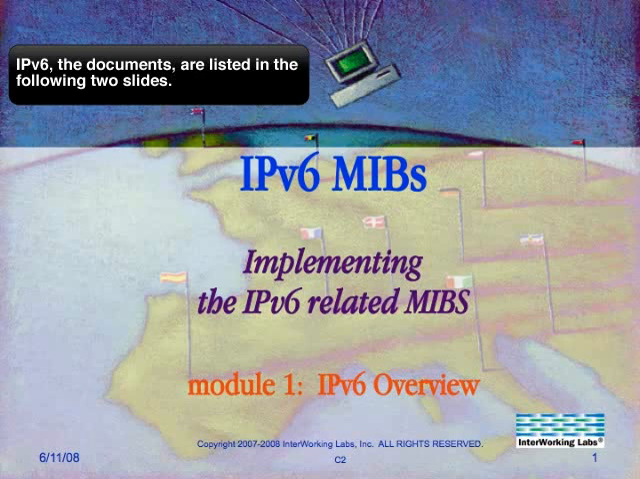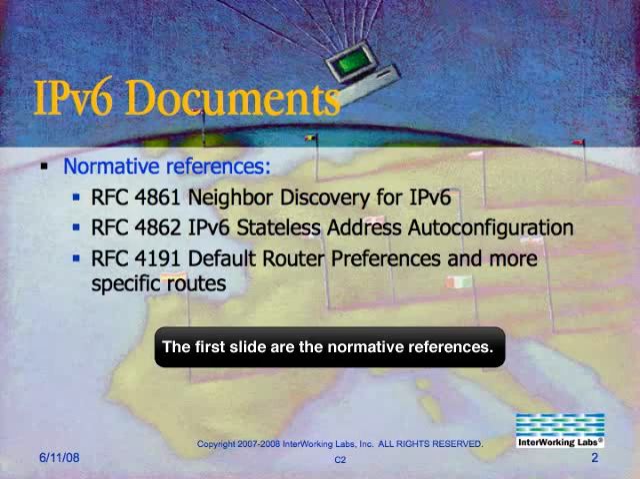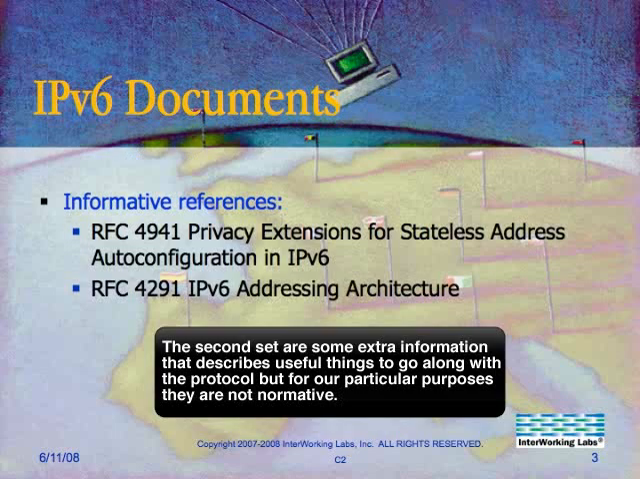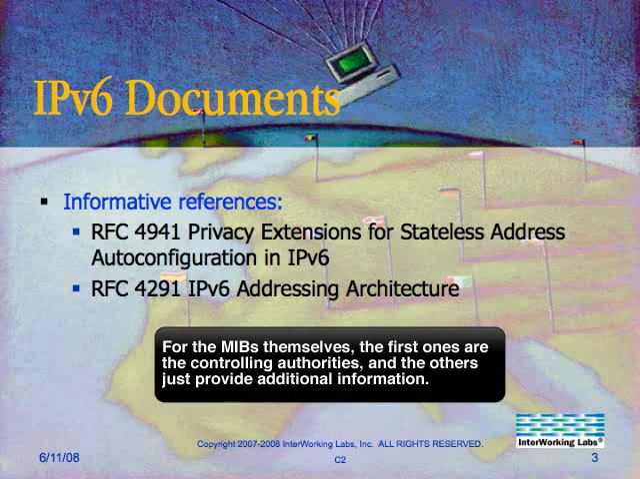IPv6, the documents are listed in the following two slides. The first slide are the normative references. These are the ones that describe the actual workings of the protocol and must be adhered to. The second set are some extra information that describes useful things to go along with the protocol, but for our particular purposes, they are not normative. For the MIBs themselves, the first ones are the controlling authorities, and the others just provide additional information.